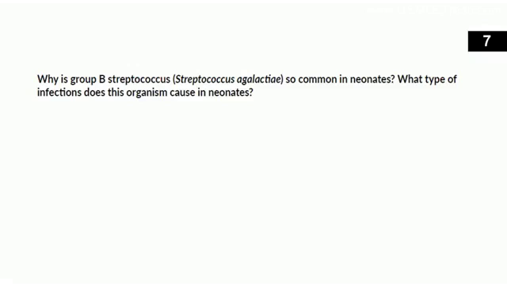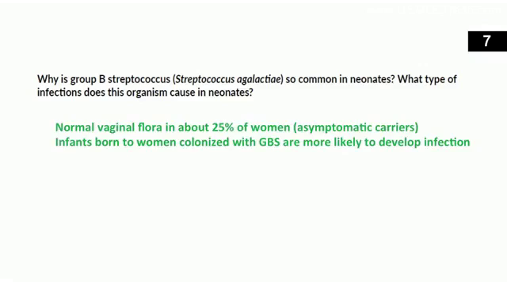Let's look at that study guide again. Why is Group B strep so common in neonates? The reason why it's so common in neonates is because it's a normal vaginal flora in about 25% of women. These women are, for the most part, asymptomatic carriers. Group B strep rarely causes problems for them, but we know that infants born to women who are colonized with Group B strep are more likely to develop Group B strep infections than infants who are born to women who aren't colonized.